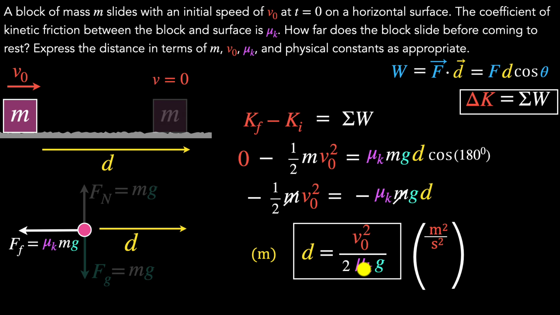Mu k, what's its units? Well, mu k is a ratio of forces. Remember, this is just the normal force. So it's just a ratio of 2 forces. So mu k is unitless. The only thing that has units over here would be acceleration due to gravity, which is meters per second squared. And so the second squared cancels, and the meter squared cancels. Perfect. We're left with just meters. Yeah, it all checks out.